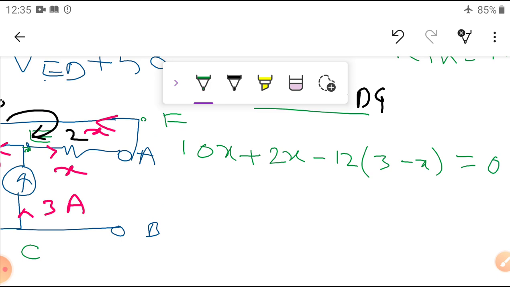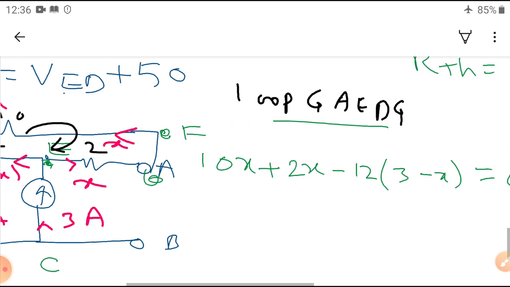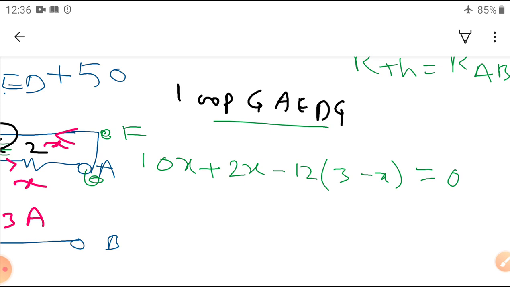Okay, so what we have seen, simply, in a closed loop from G, F, A, E, D, I have written the one closed loop equation. Here from G to F we take plus 10x, and from F to A there is no drop. Now from A to E there is a drop across the 2 ohm resistor, I wrote it as 2 into current x, 2x. Now E to D there is a drop, same loop direction and current direction, so I took the minus, as we previously assumed in KCL and KVL. So 12 into the current, 3 minus x, I have written here, that is equal to 0. Now simplify it.